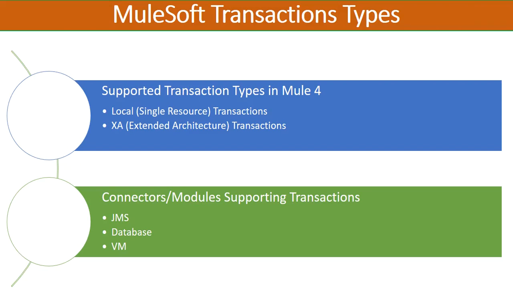So in case of XA transactions, as I mentioned, it's two-phase commit. So what happens is that the underlying architecture of an XA transaction is in such a way that commits take place first in the persistent storage, and then in the second phase, the actual commit into the underlying database or JMS or whatever type of module we are using takes place over there.